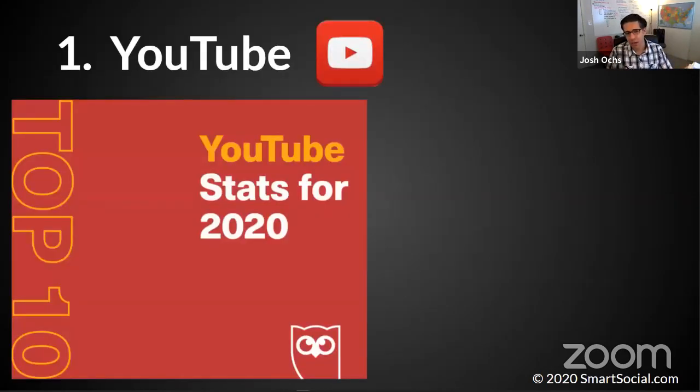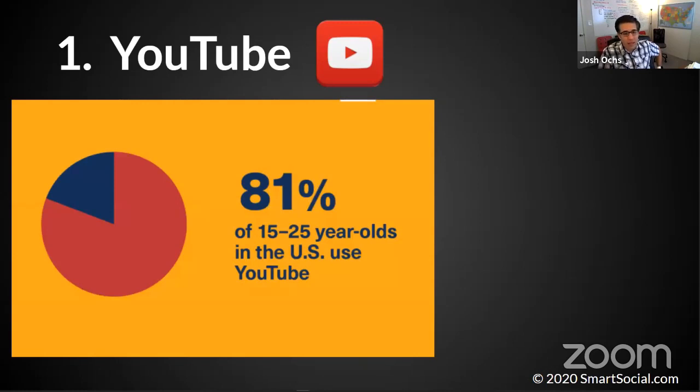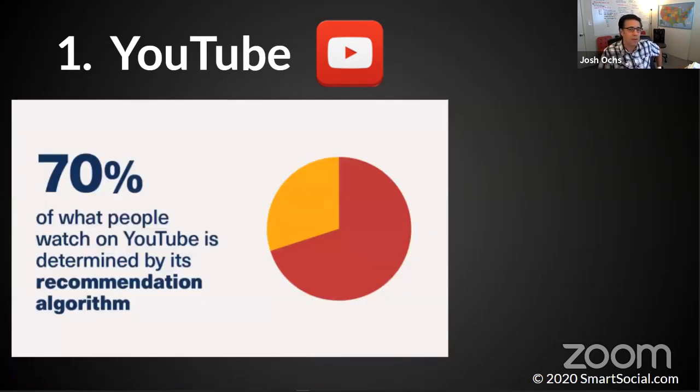The answer is YouTube. YouTube has over 2 billion logged-in monthly users. 81% of 15 to 25-year-olds in the US use YouTube. People upload 500 hours of video every minute. That's 30,000 minutes of video every minute. Each visitor spends 11 minutes, 24 seconds on YouTube. 70% of what people watch on YouTube is determined by the recommendation algorithm.